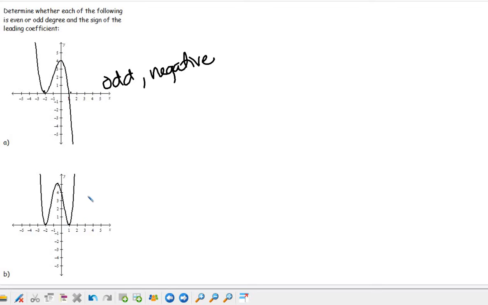So both ends are going in the same direction, which means this has to be even. Again, I can tell that there's 1, 2, 3, 4 zeros. So it's a 4th degree polynomial. Both ends are going up, which means it has a positive leading coefficient.